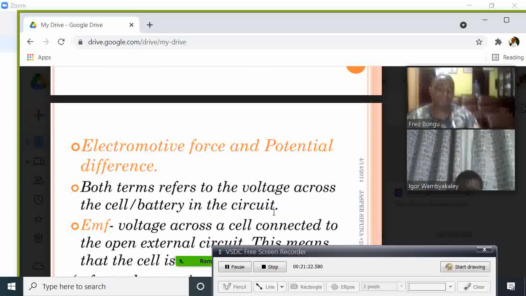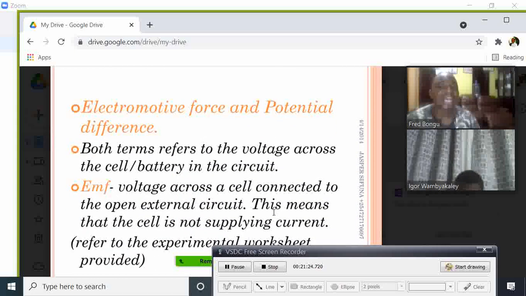Then the other day we were looking at electromotive force and potential difference. Both these terms refer to voltage across a cell in the circuit, because the cell is the one which carries the voltage.